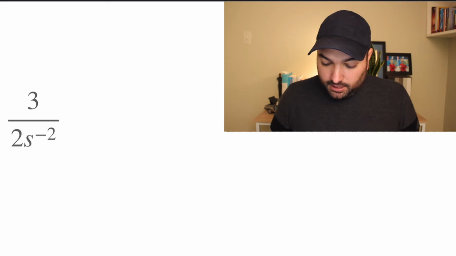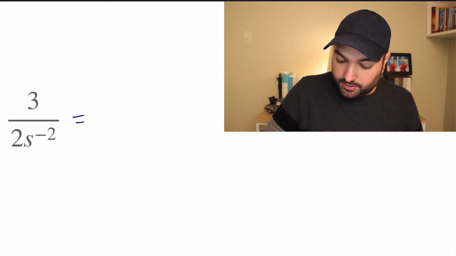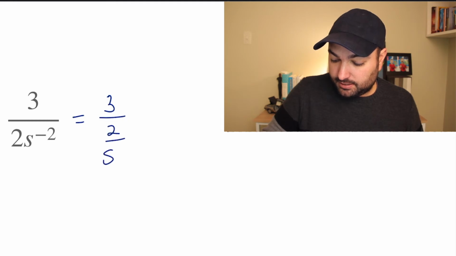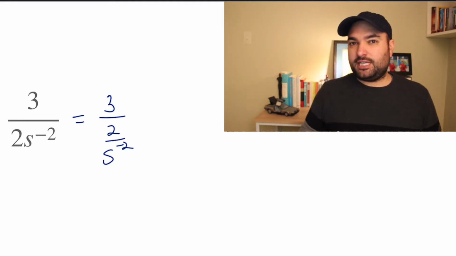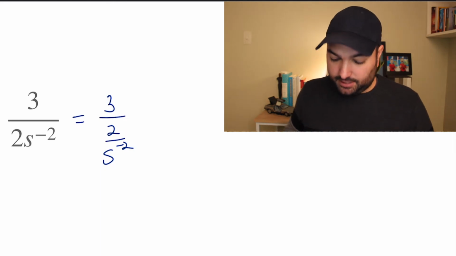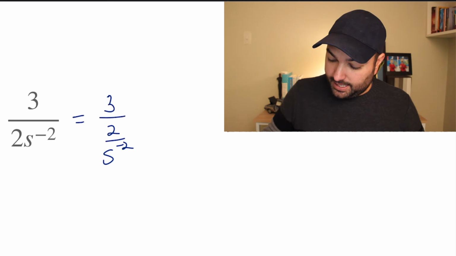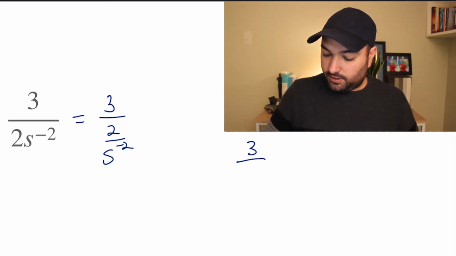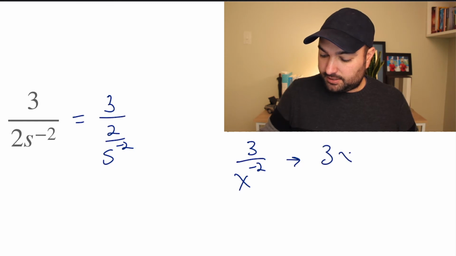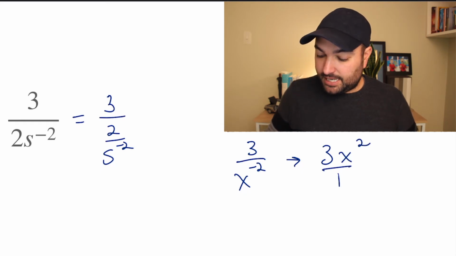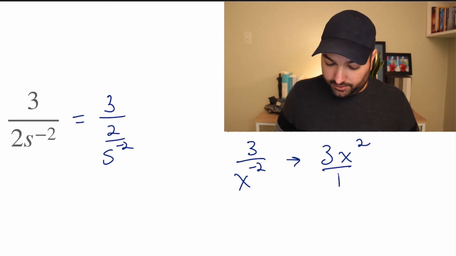Next one here. You could go through the exercise of going like this, but I'm going to go back and just have a look at our previous examples and try and draw out what was happening more simply. So we had 3 over x to the negative 2, and what ended up happening was this became 3x squared. And if I wanted to, I could put that over a 1 so that it shows that the x to the power of negative 2 went up to the numerator.